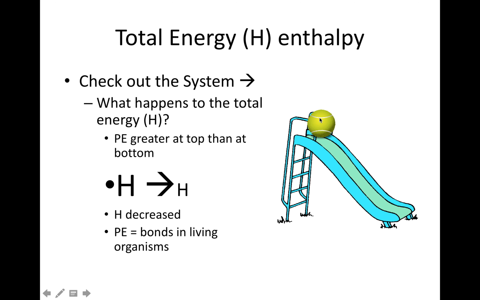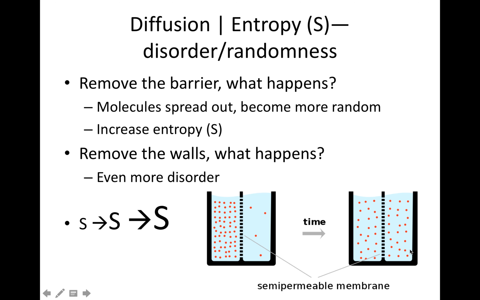So potential energy is greater at the top than at the bottom. So if we start this reaction before and after, our enthalpy is going to decrease. You can see my big H becomes a smaller h, so H decreases. And so the potential energy is basically the bonds in living organisms that once a chemical reaction starts to break them, then the potential energy will decrease.